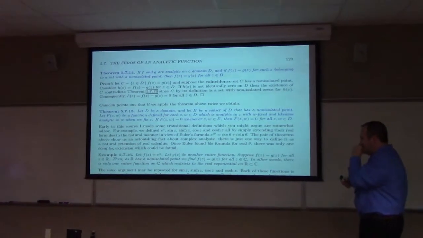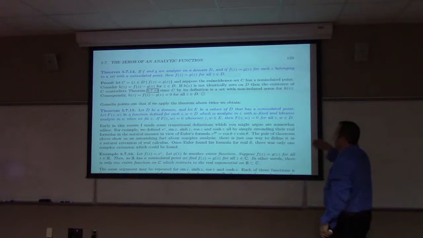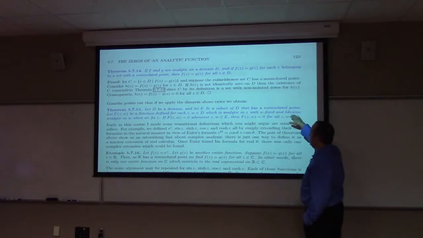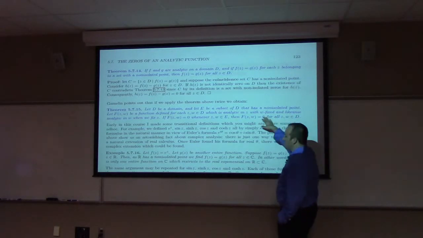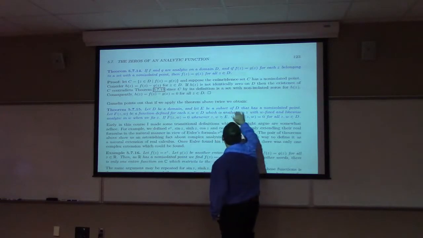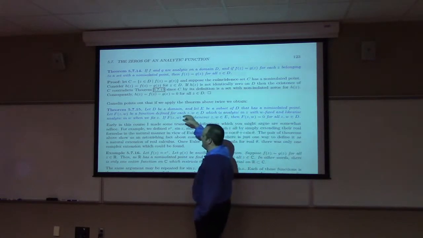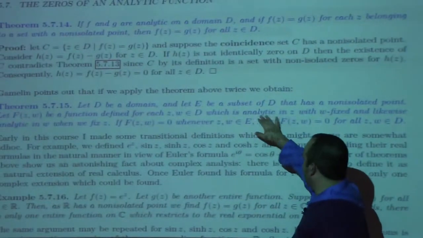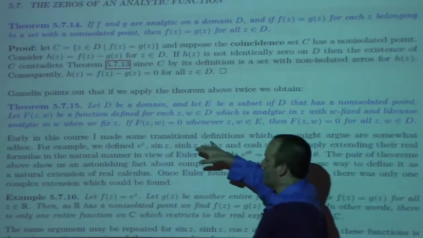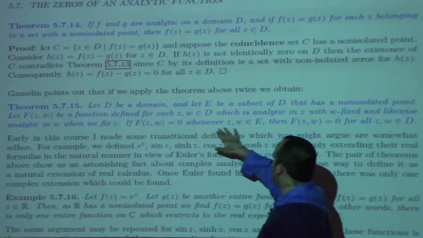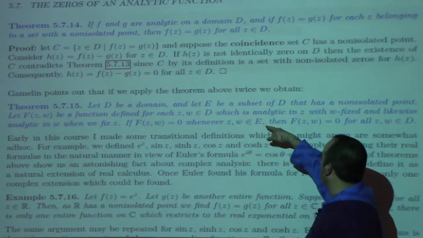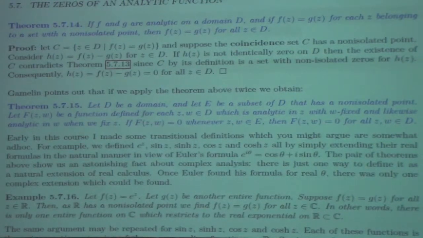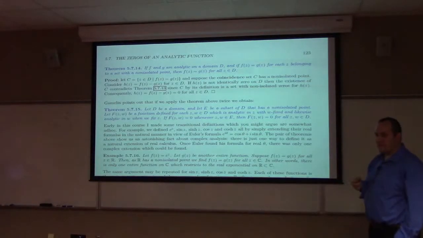Now, an extension of this is if you have a domain and you have E, a subset of the domain that has a non-isolated point. What's the game he's playing here? He's fixing one complex variable and working with the other one. So w is fixed, and f of z,w is analytic in z with w fixed. He says if f of z,w is equal to zero whenever z and w are in E, E a set with a non-isolated point, then f of z,w is equal to zero for all z and w in D. So here's an extension of the result to two variables, basically.